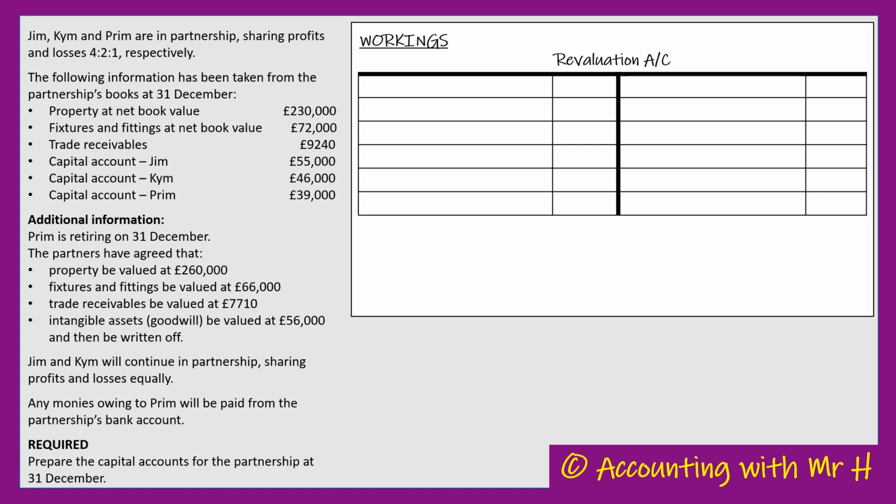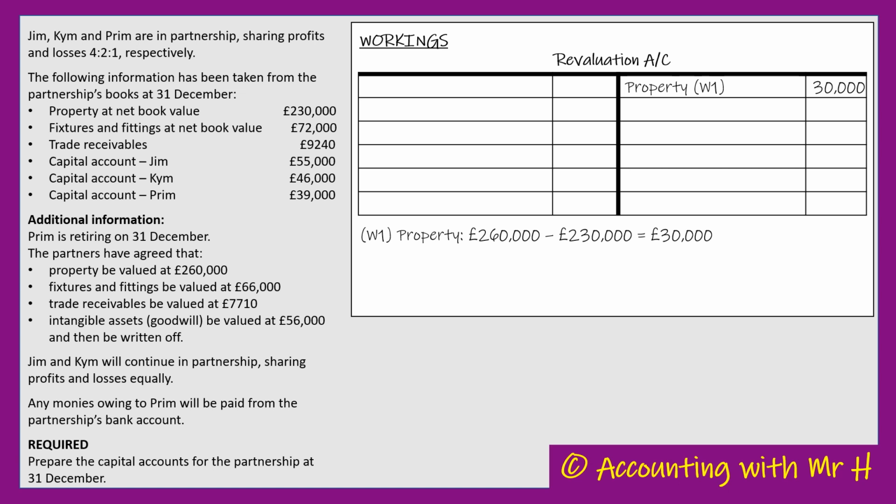So the way this is going to work then, I'm going to get some workings going. Here we go. Working number one. The property, we've said, has gone up in value by £30,000. If you visualize the property account itself, property is an asset, so it would currently have a debit balance of 230,000. We now need to increase that to 260,000, so you would need to put 30,000 on the debit of the property account. So you're going to debit the property account, which means we're going to credit this revaluation account, and there it is.